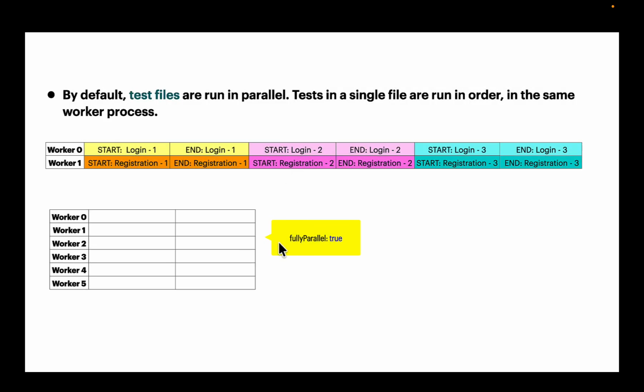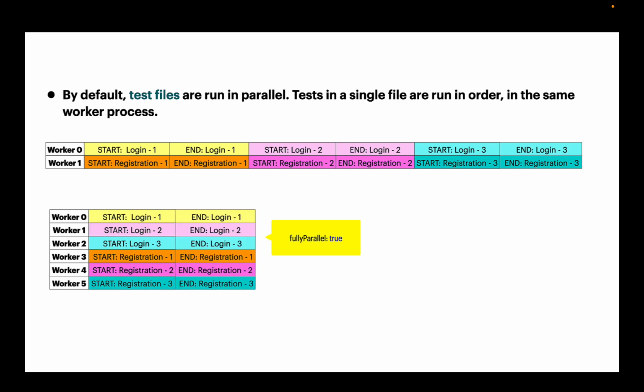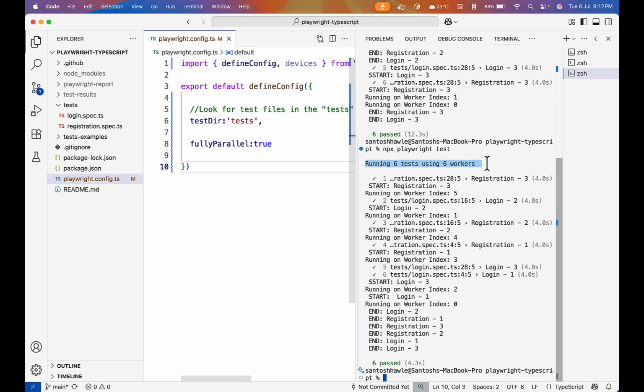So if you set fullyParallel equal to true, it will create 6 workers. So each of my tests is running in its own worker. They started and ended: login 1 started, login 1 ended, login 2 started, login 2 ended. And if you see, the time got reduced also, right? It got finished in a very short time, because fullyParallel is taking care of it. It is creating the workers dynamically. But what will happen now, I have 6 test cases, so it created 6 workers here.